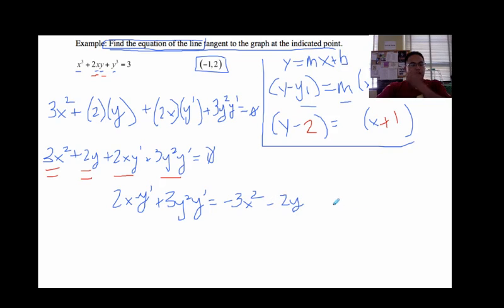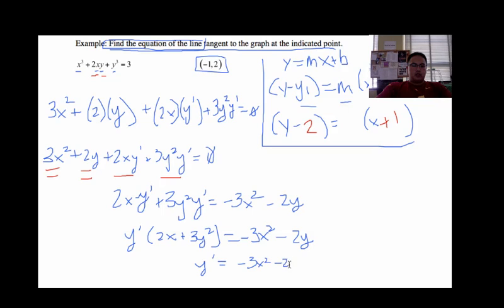Okay, so far? So close to getting y prime by itself, but I have two y prime terms. What I'm going to do is factor out a y prime. So do you see how on the left side I took away a y prime from both terms, leaving me with 2x plus 3y squared? And then as you remember, or hopefully you remember, to finish this, I factor out this parentheses. So y prime equals negative 3x squared minus 2y all over 2x plus 3y squared.